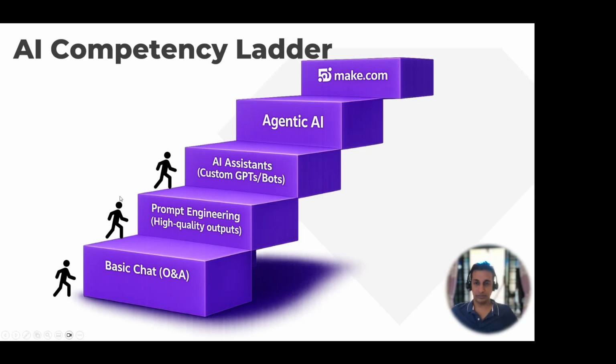Next, beyond prompt engineering, there are AI assistants or custom GPTs, where we use a system prompt to avoid writing the prompt again and again. Finally, we enter the world of agentic AI, where we integrate the AI assistant with supporting tools like Jira and other LLMs to automate your daily tasks. We can use N8N or Make.com for agentic AI. In this session, we'll focus on Make.com.